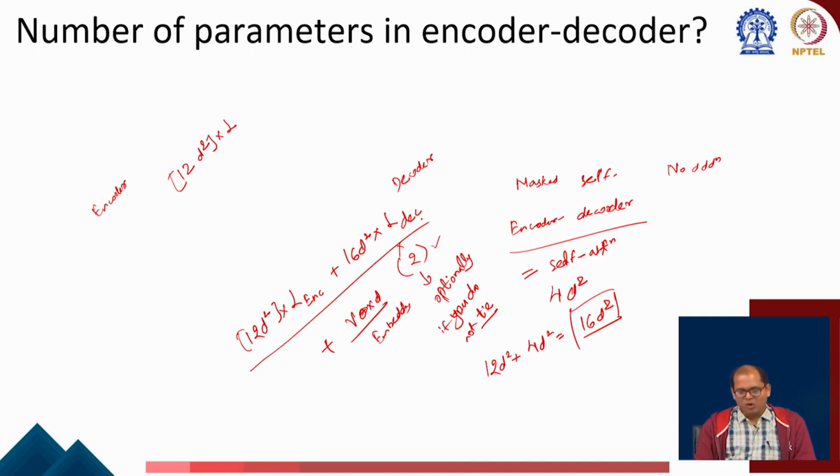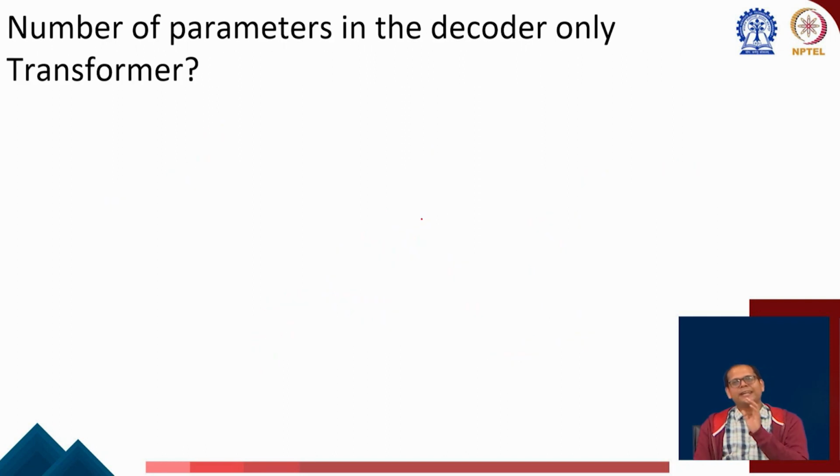Now, similarly, what would happen if I am using only a decoder only transformer, and these are what are most prominent recently. So, recently people have moved towards decoder only transformers. We will discuss more about that. But what is the number of parameters? So in decoder only, again let's forget about vocabulary. You have L layers, and each layer has masked self attention. There is no encoder decoder attention, and there is a feed forward layer.